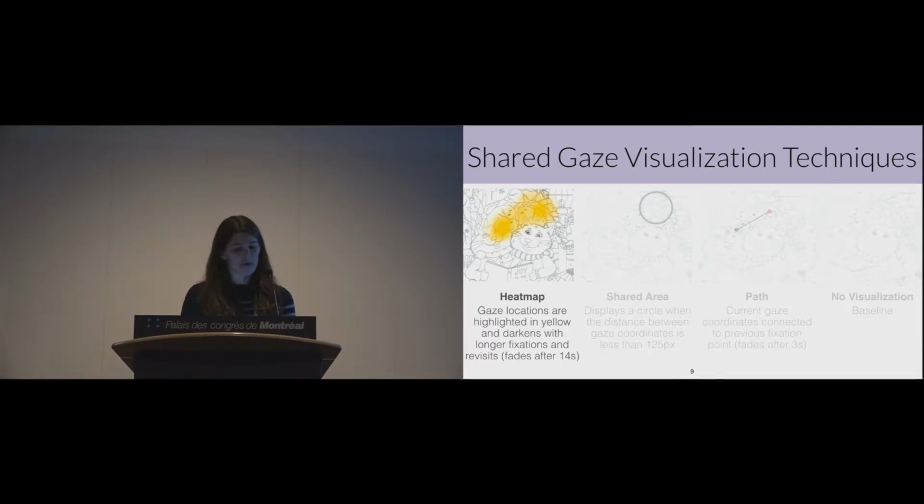Starting with the heat map visualization, it highlights fixation duration as well as coverage by marking areas where someone has been looking and darkening from yellow to orange the longer that they look in the same region, or if they revisit the same region.